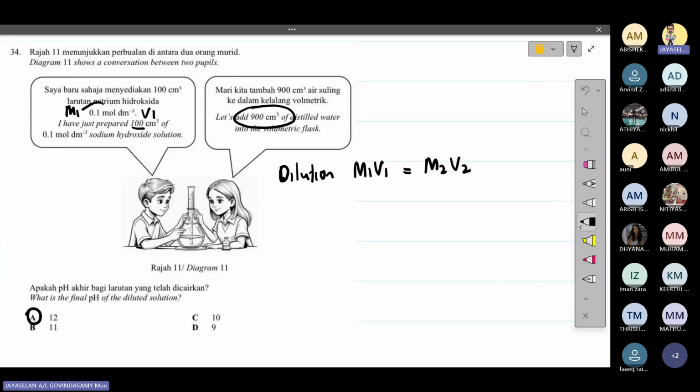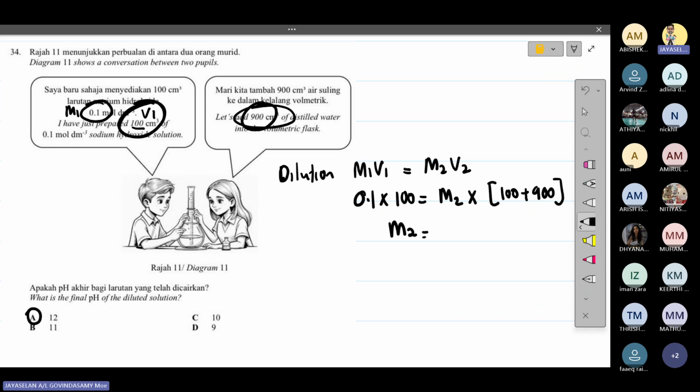So the molarity before you add water is 0.1, the volume before adding water is 100, the molarity after adding water we don't know, and the total solution volume is 100 plus 900, which is 1000. So you try to find M2. Anyone can give me the answer for M2? Arwin, what is the answer for M2? 0.02. Sorry, you will get 0.01 mol dm^-3, correct?